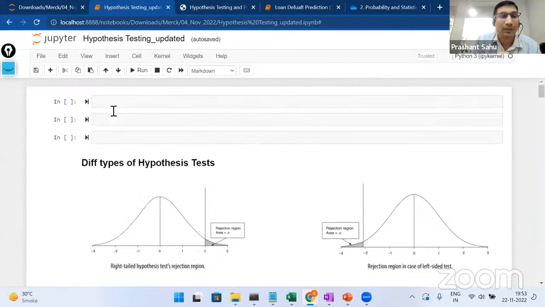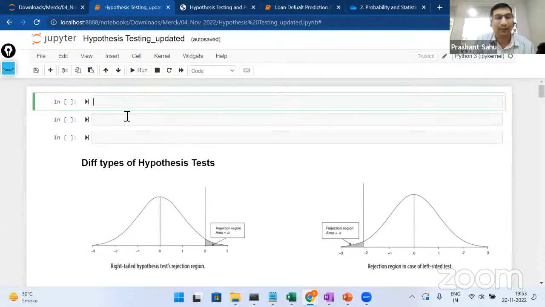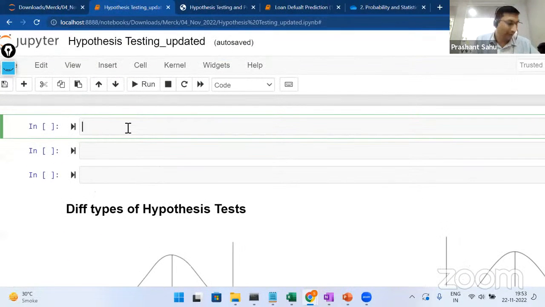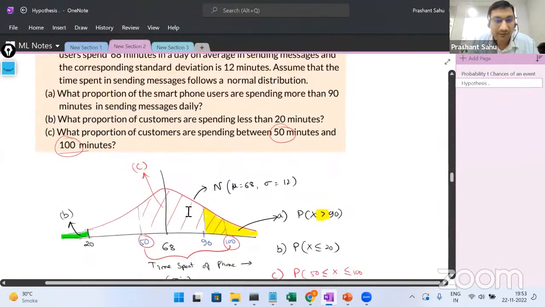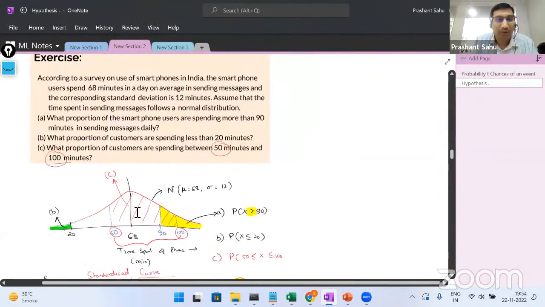Okay, I need some space here. Fine. So can I calculate that? Yes, we can calculate that. So the first one was this. Let me slightly zoom out.